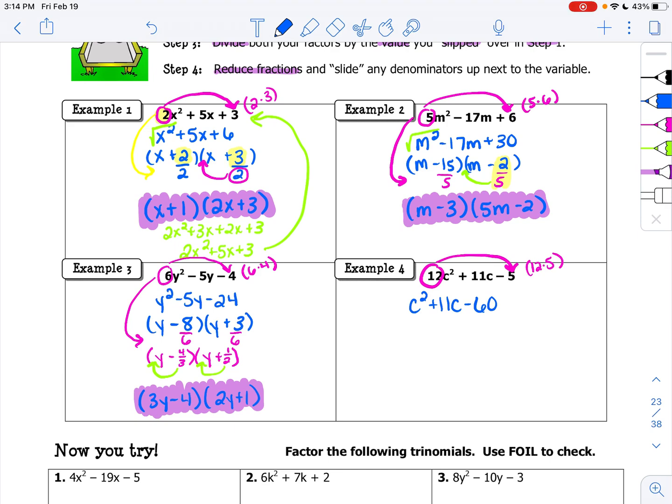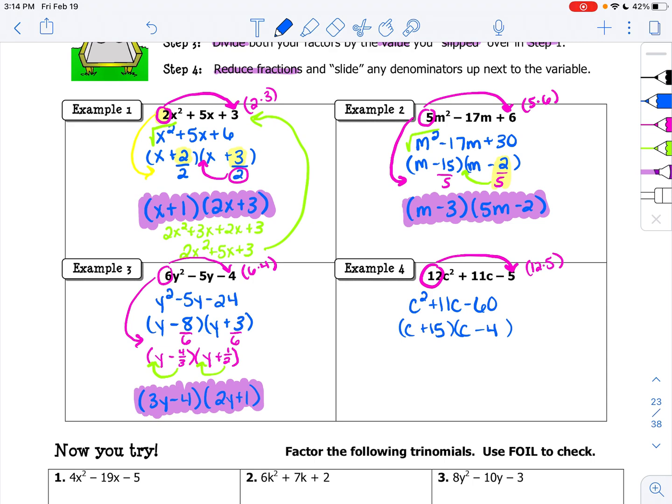Now we'll factor it as a basic trinomial. Set up your binomials. C squared, square root of c squared is c. Then we need two numbers that multiply to give me negative 60 and combine to give me 11. That would be positive 15 and negative 4.